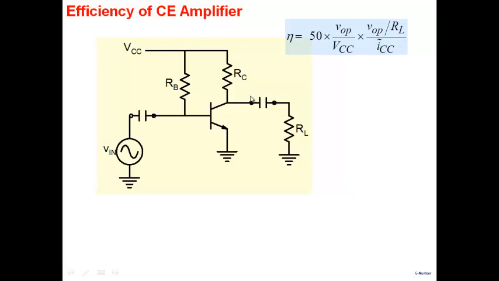Now the issue is, how do I design this amplifier to give me the maximum efficiency? Note that efficiency depends on V0P here. So how large a VOP can I get here? What is it determined by?